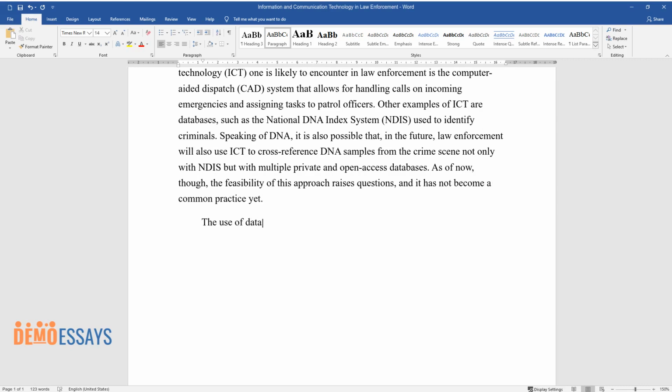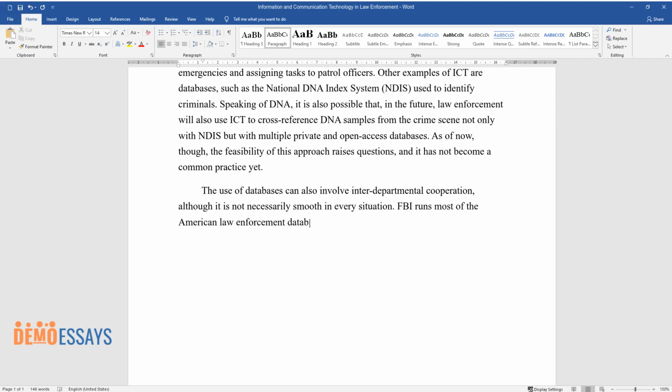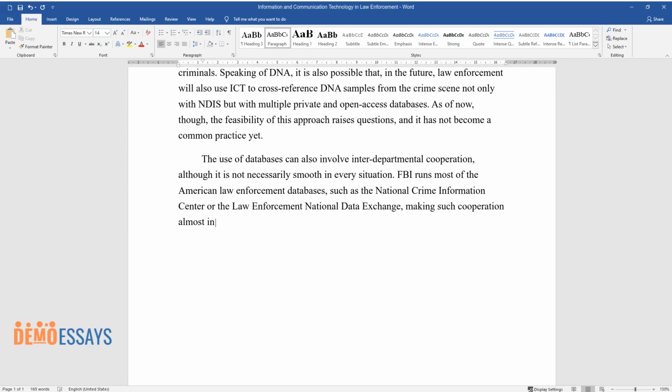The use of databases can also involve interdepartmental cooperation, although it is not necessarily smooth in every situation. FBI runs most of the American law enforcement databases, such as the National Crime Information Center or the Law Enforcement National Data Exchange, making such cooperation almost inevitable.